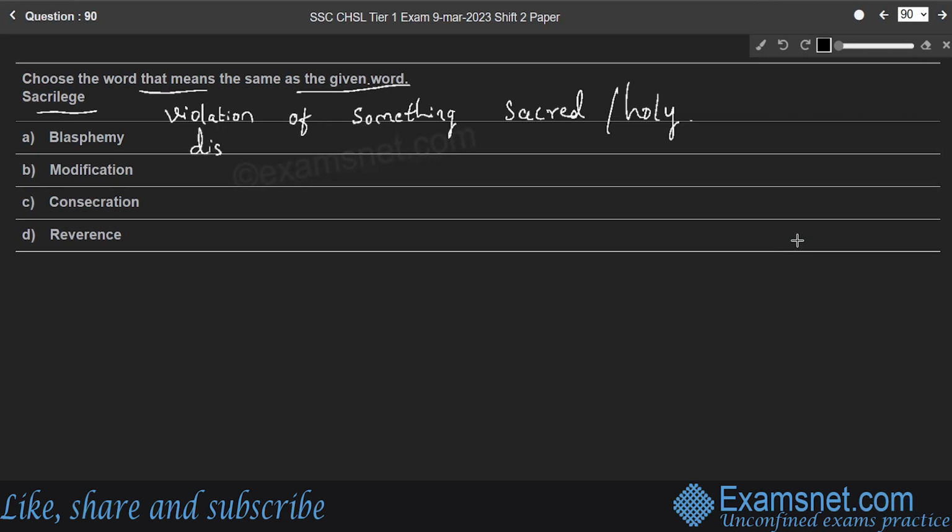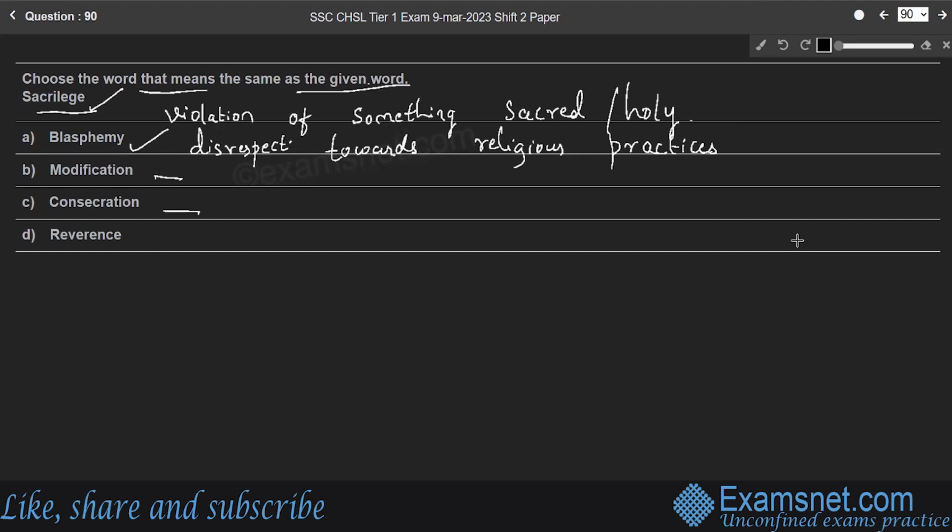It refers to disrespect or profanity directed towards religious or sacred beliefs or practices, right? Therefore, blasphemy means the same as sacrilege. Option A is the right answer. Whereas, among the remaining words, modification does not have the same meaning as sacrilege. It refers to the act of making changes or alterations to something.